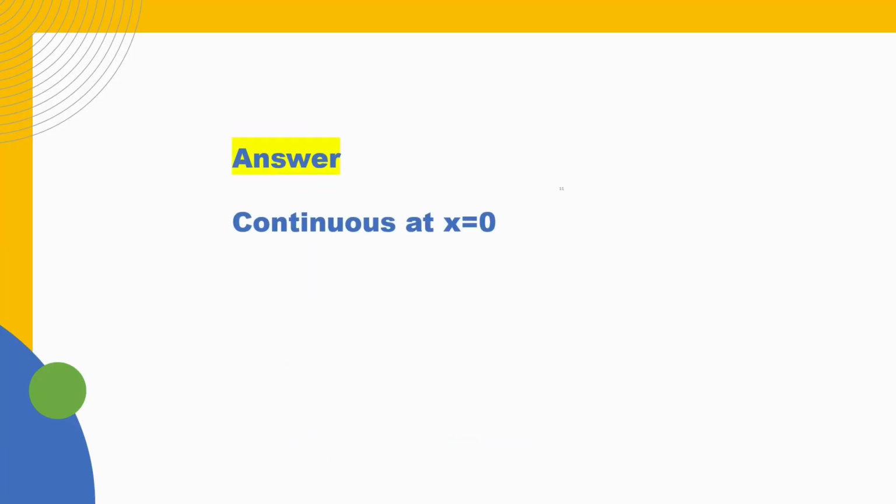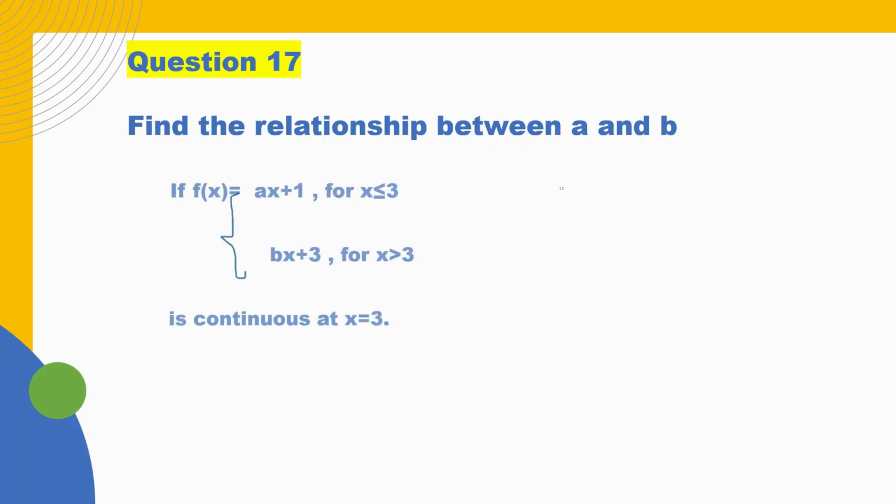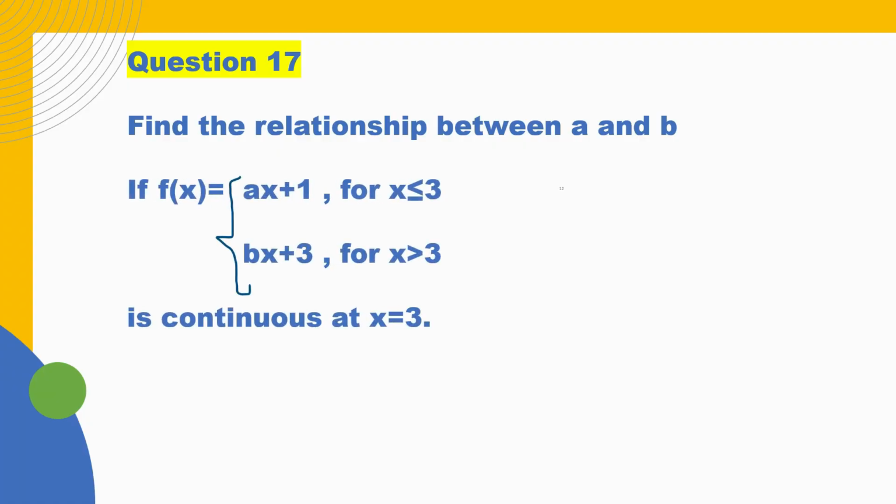The function is continuous at x equals 0, but it is discontinuous at x equals 1. Now let's solve question number 17 from the same exercise 5.1. This question introduces an unknown. Instead of checking continuity, we must find values of a and b that make the function continuous.